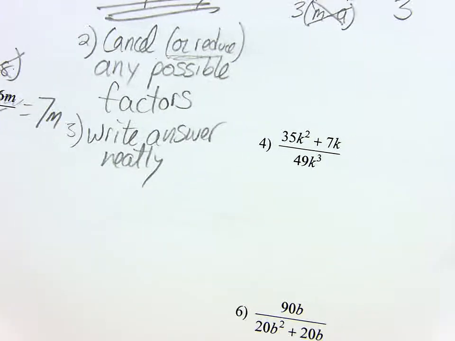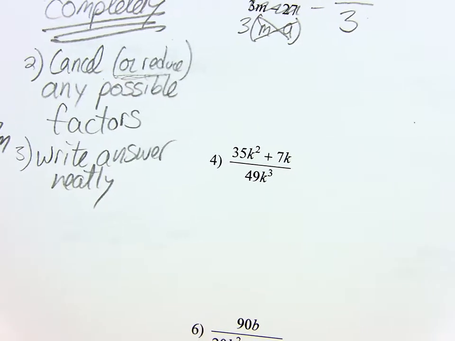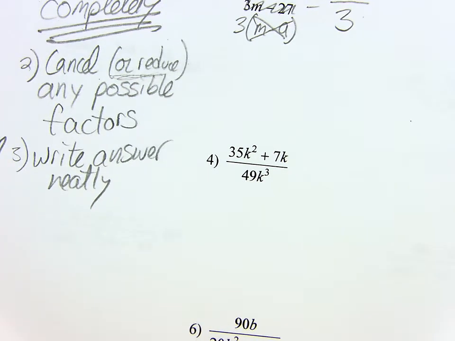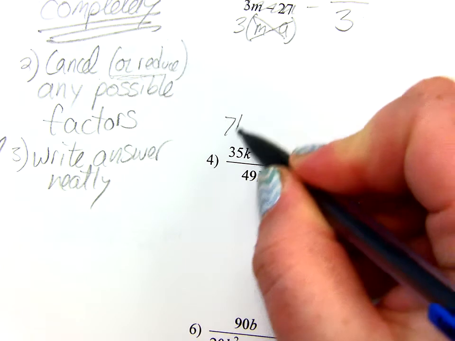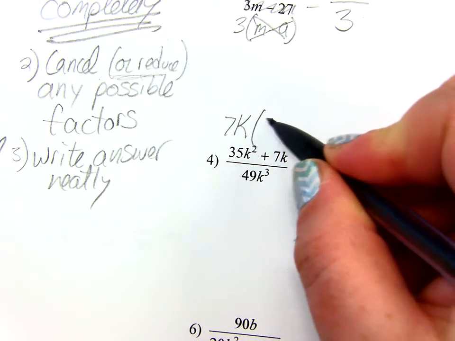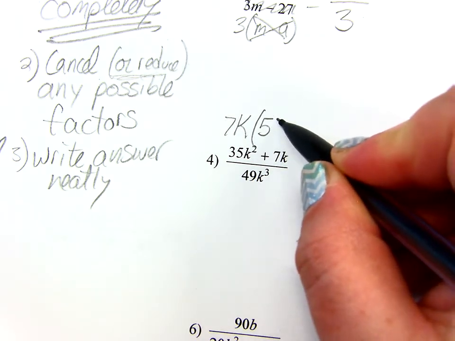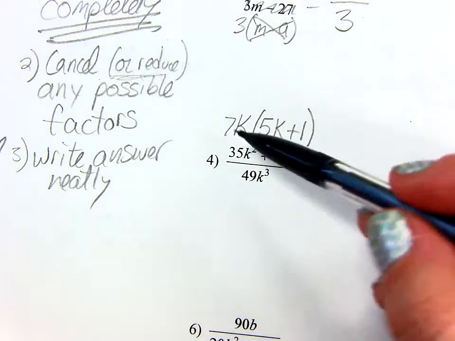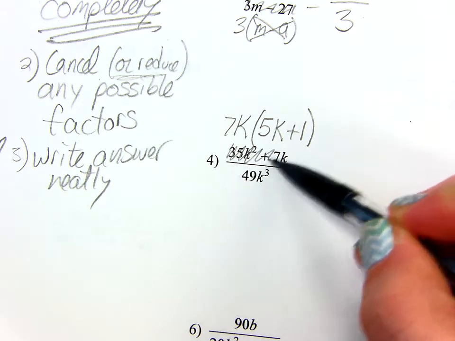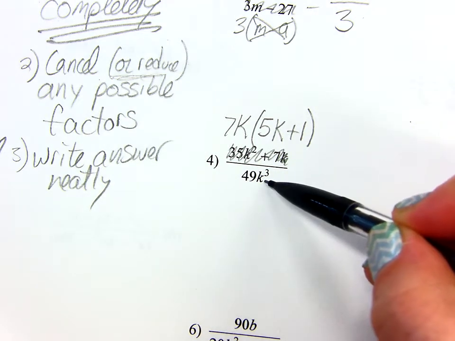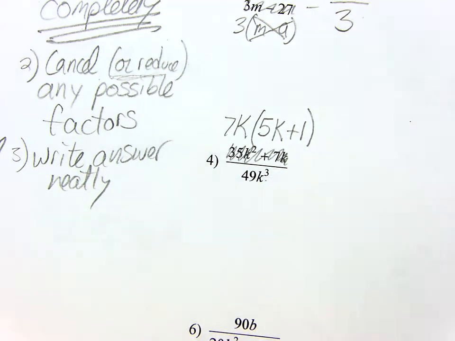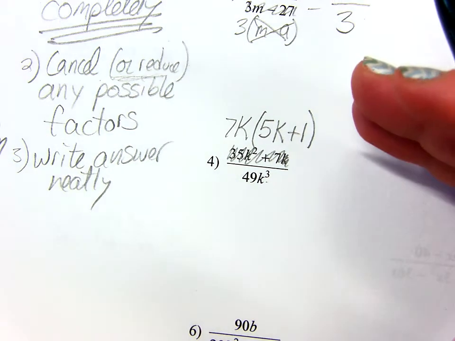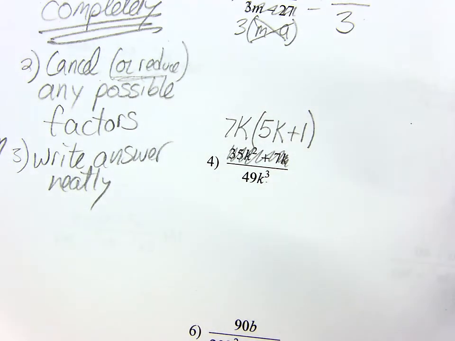Let's try 4. What could I take out of the top on number 4? 7k. And I'd be left with 5k plus 1. Okay, this one's a little bit different. Yeah. So the numerator's done. Is there anything for me to do in the denominator? No. Step 1 is now complete. I have factored the numerator and the denominator completely.